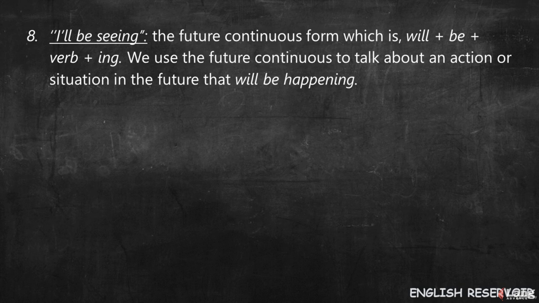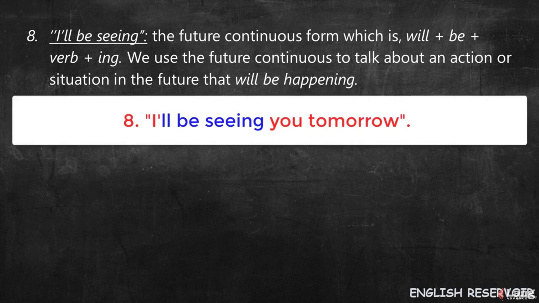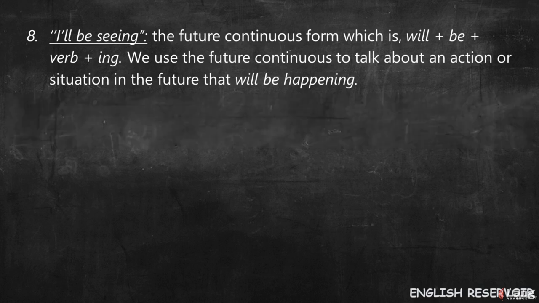8. I'll be seeing. The future continuous form, which is will plus be plus verb plus ing. We use the future continuous form to talk about an action or situation in the future that will be happening.